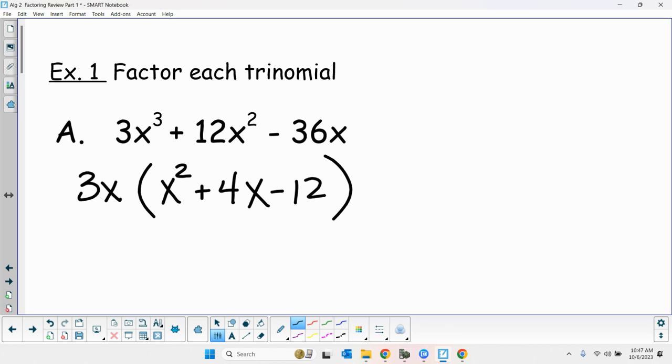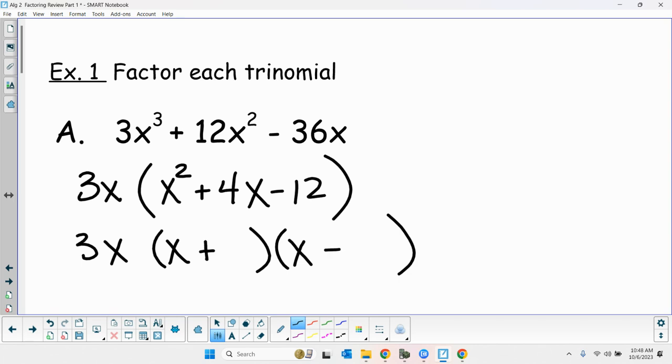We're not finished because what's in parentheses there can be factored as well. All right, so we pull the GCF out. That's still part of my answer. And this is one of these regular trinomials where a is 1, so just x times x. It's -12, so I need a plus and a minus. So what factors of -12 add up to +4? Noah? 6 and -2. Correct. So now it's factored completely. Does that make sense?